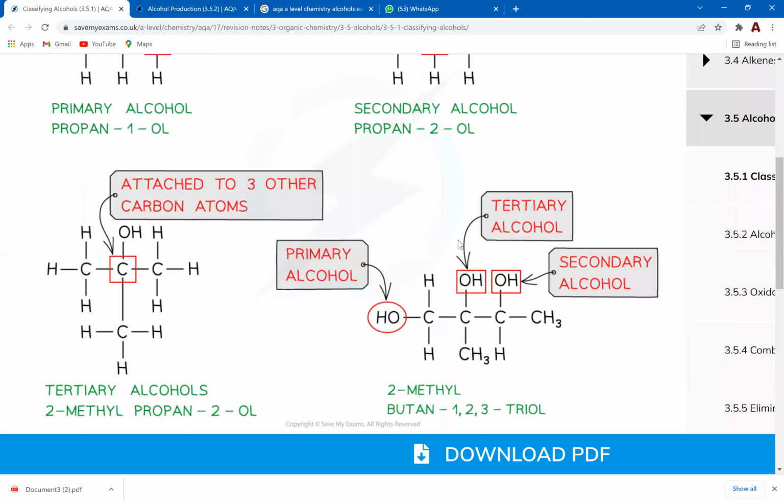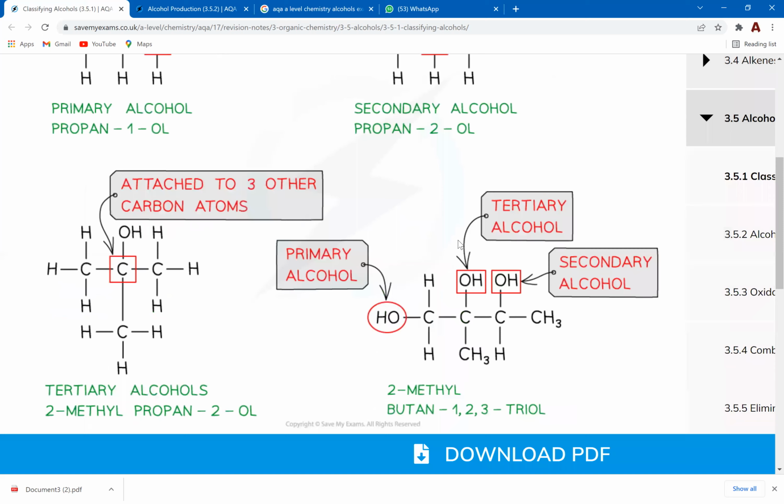So this first bit of this lecture is about classification of alcohols. There are altogether three types of alcohols: primary, secondary, and tertiary. So how to classify these, how to identify which one of the alcohols is a primary, which one is secondary, and which is tertiary.